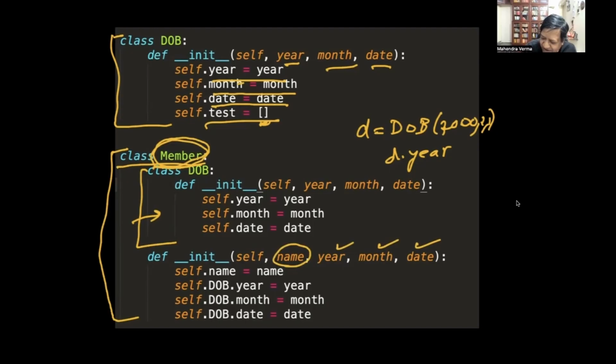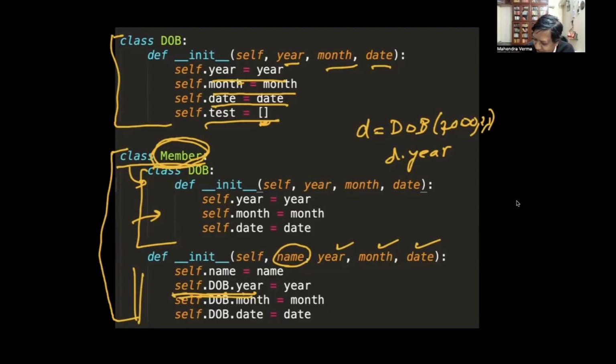Okay. So basically, this is a person. When I need the year, I have self.dob.year. So this is dob inside the member. You can see that this is inside.